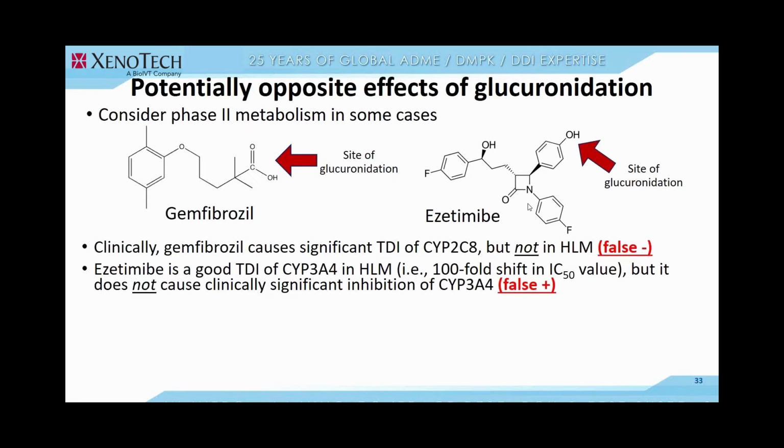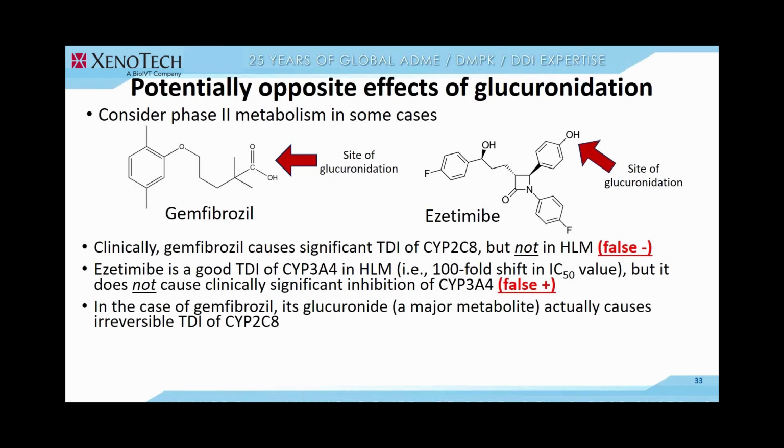Then we look at ezetimibe. Anyone who's used to looking at structures will notice that phenolic group. It's going to be a prime site for phenolic glucuronidation, and it happens very rapidly in this case. So although it's a good time-dependent inhibitor of CYP3A4 in human liver microsomes, that 100-fold shift in IC50 does not cause clinically significant inhibition of CYP3A4. So this is an example of an in vitro false positive in human liver microsomes.